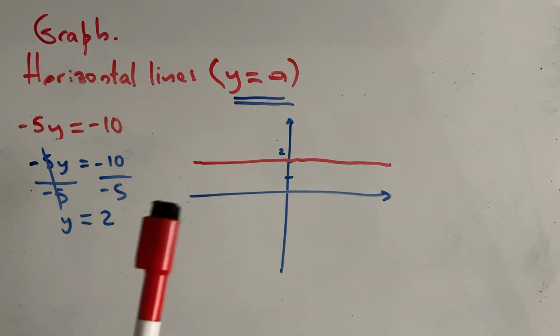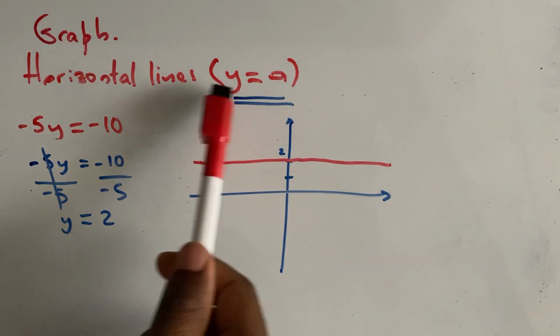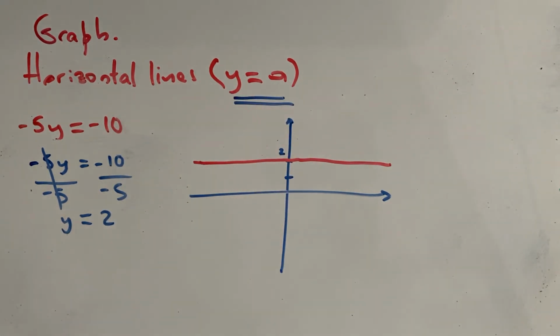Knowing that it's a horizontal line because of the form here, y equals a. Okay, the slope will be then 0, and you could graph it this way, okay?